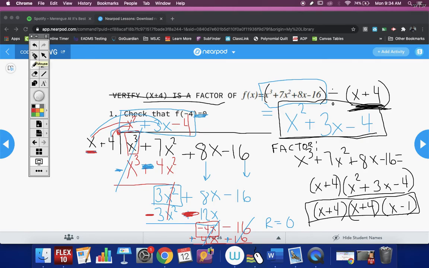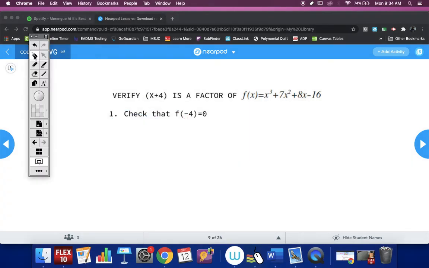And then I did want to show synthetic division real quick here. Synthetic division just goes so much faster, but it's kind of up to you, whichever one works the best. So let's just say again, we're not verifying, we're just dividing. So we have x cubed plus 7x squared plus 8x minus 16. We're trying to divide that again by x plus 4.